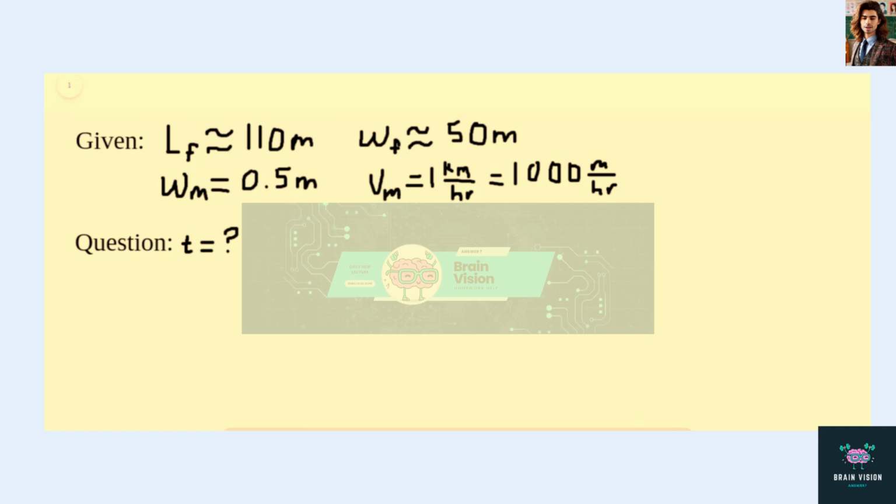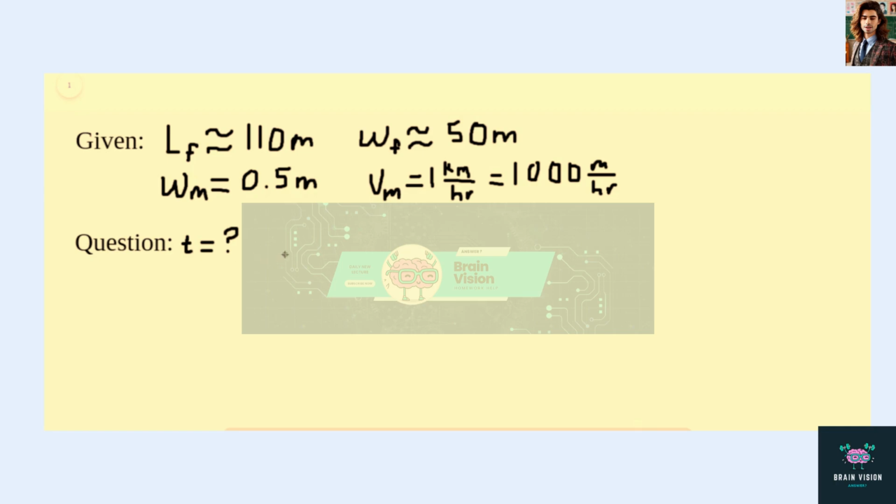I looked up the length of a general NCAA football field, and including the end zones, it's approximately 110 meters with a width of 50 meters. And so I denote the length and the width here as L and W, with sub F for field. So the question then is, how long is it going to take this person to mow the field?